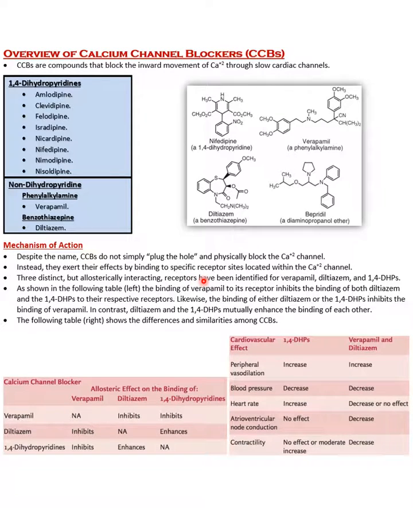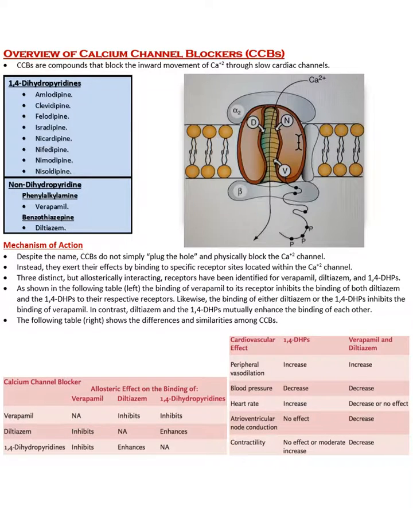Okay, let's see that in the next slide here. So this is the channel where the calcium goes from outside to the inside. Basically, the calcium channel blockers block the inward movement of the calcium from outside of the cell to the inside. They're also known as slow cardiac channels.